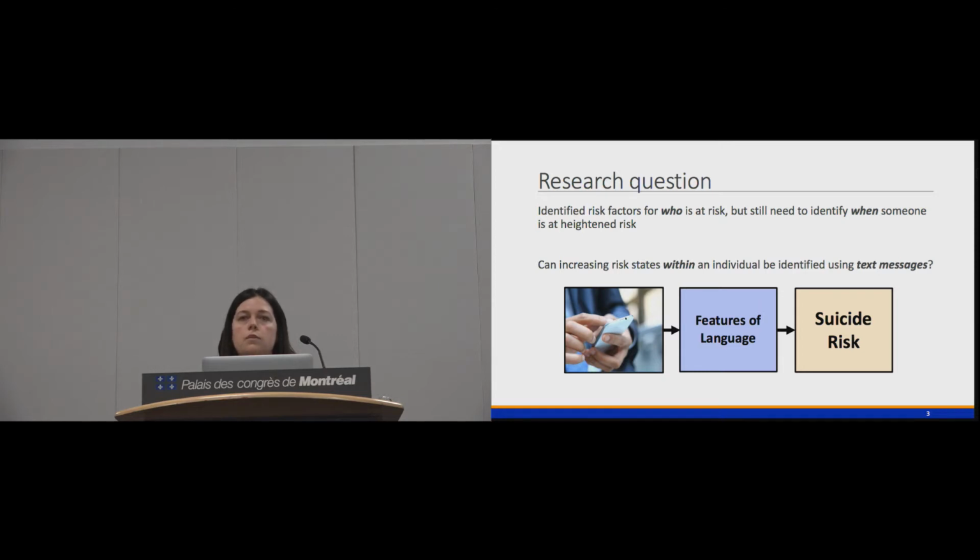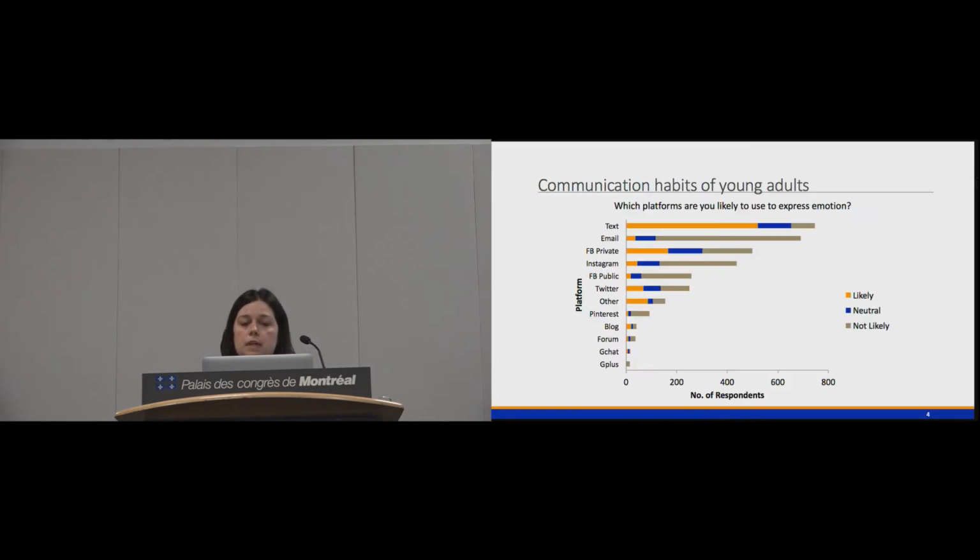So to do this, we recruited participants who had a history of non-fatal suicide attempts, because that is a leading risk factor for fatal suicide, and ran them through a lab-based study. Before I describe the lab-based study, we sent out a communication survey to the Department of Psychology's undergraduate participant pool. The main objective of the survey was to try to figure out how students like to communicate emotional content. They overwhelmingly suggested they like to communicate and express themselves emotionally via text messages followed by Facebook private messages.